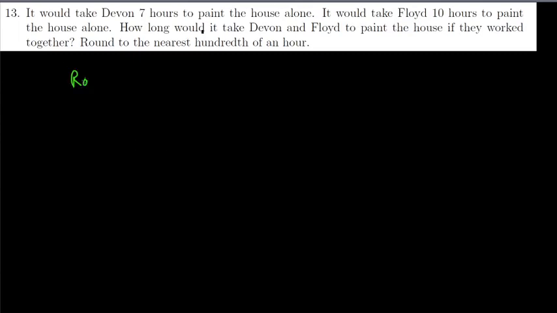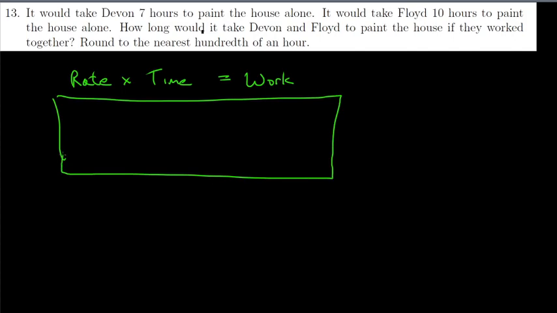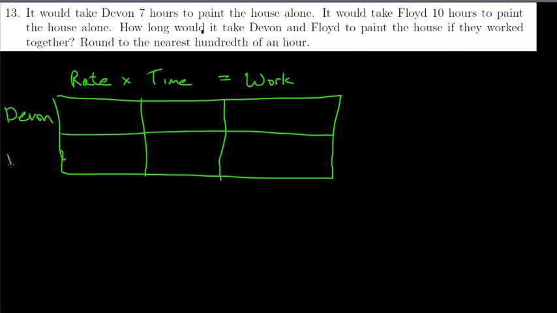You have the rate of work times the time, and that's going to equal the amount of work that you do. So just make your little table here. And there's only 2 people in this case, Devin and Floyd. What's the rate of work for Devin? Well, if it's 7 hours to paint the entire house alone, 1/7 of the house per hour. And then for Floyd, if it's 10 hours to paint the entire house, 1/10 of the house per hour.